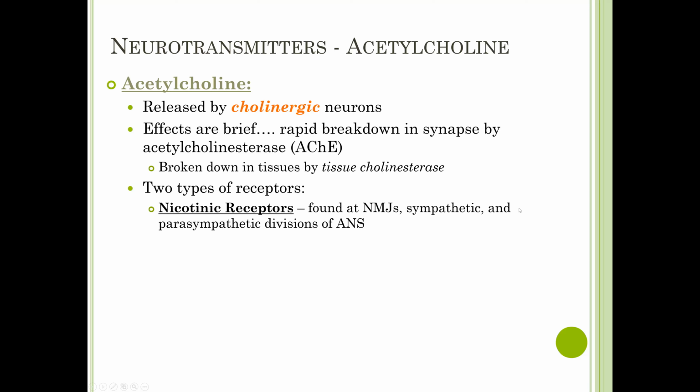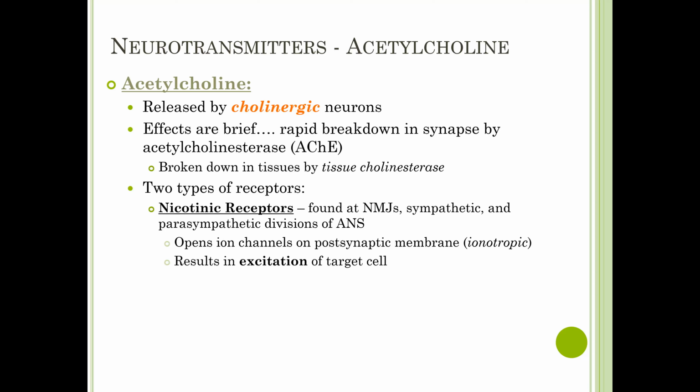There are two major types of acetylcholine receptors. The first type is called a nicotinic receptor. The nicotinic receptors are found at neuromuscular junctions, as we talked about in Chapter 10, as well as the sympathetic and parasympathetic divisions of the autonomic nervous system. So back in Chapter 10, when we were talking about the ion channels that opened at the motor end plate, those were actually nicotinic receptors. So now you know the official name for them.